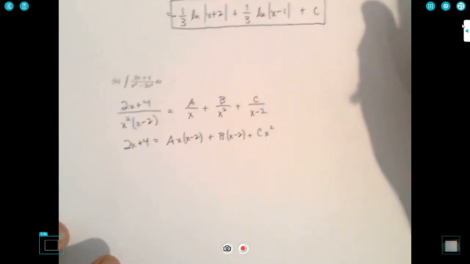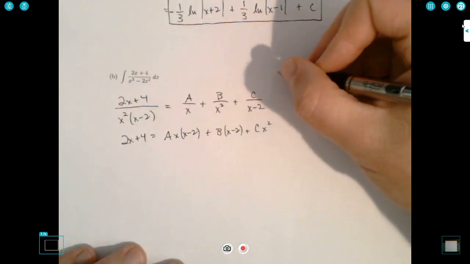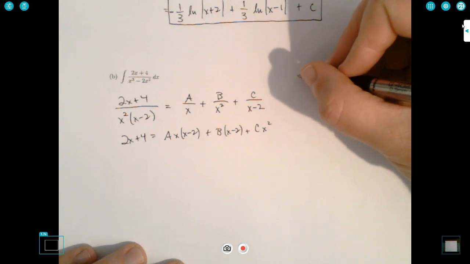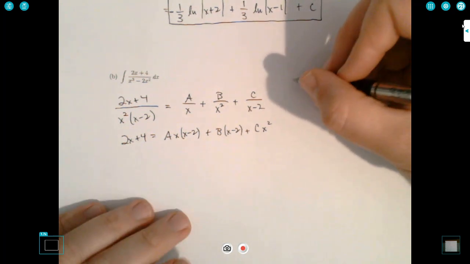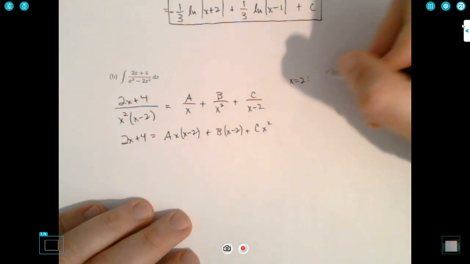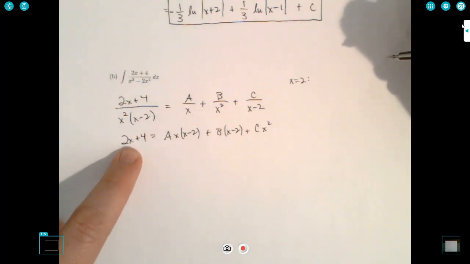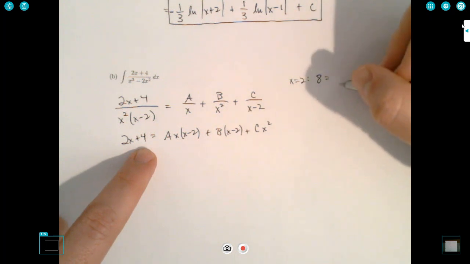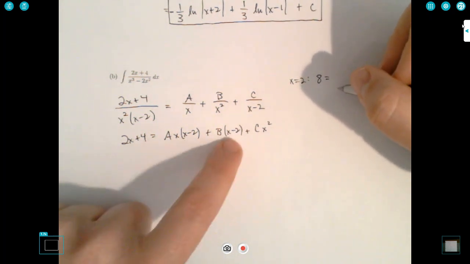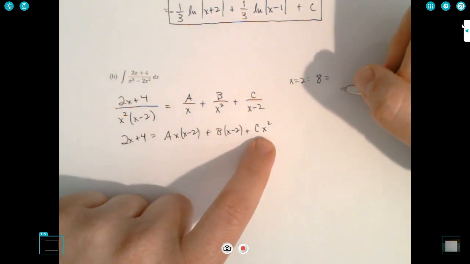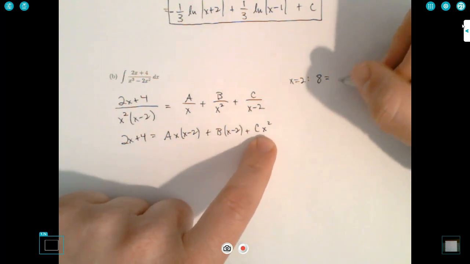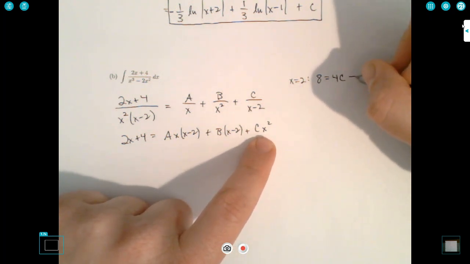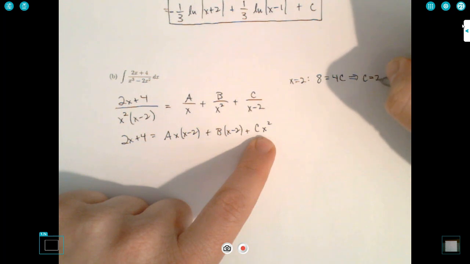So I'm going to say, ooh, I'm going to run out of space probably. So let me do some scratch work. If I let x be 2, then I get 2 times 2 is 4 plus 4 is 8. So I get 8 equals, that's going to be gone, that's going to be gone, and that is going to be 2 squared is 4, so I get 4c, which implies that c equals 2.